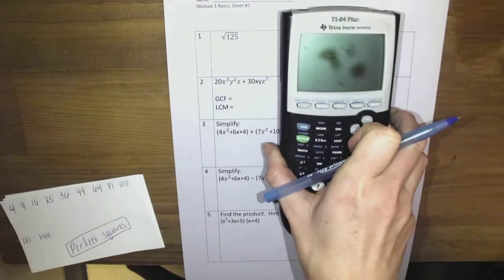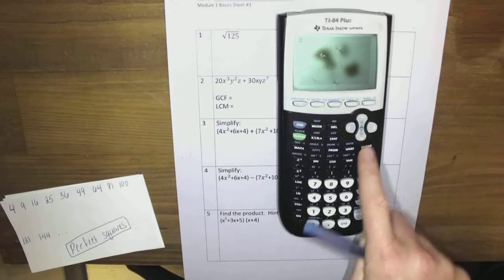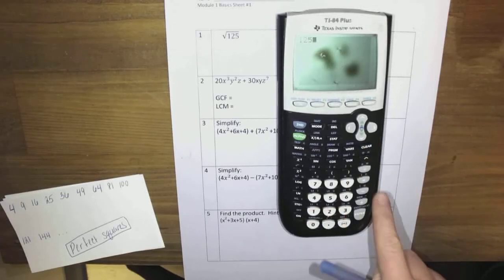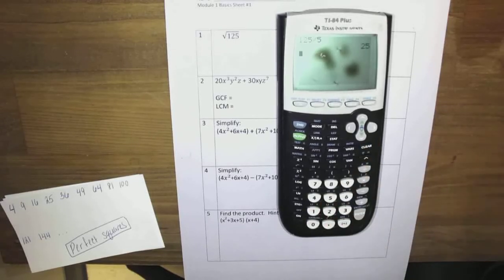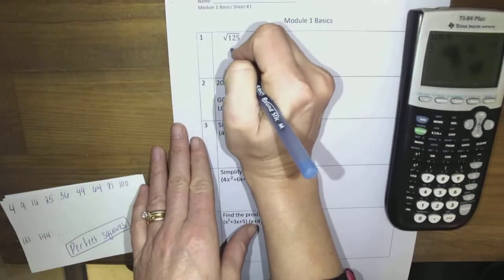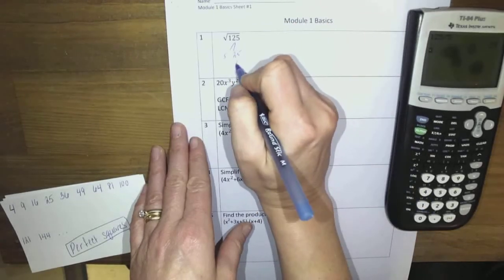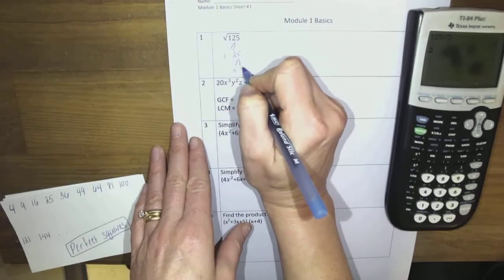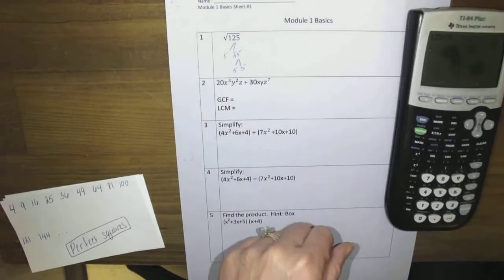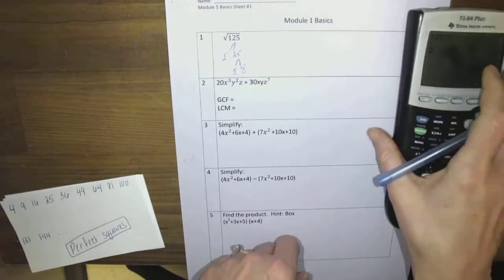Now, since it ends in a 5, I know 5 will go into it. So I'm going to take 125 and divide it by 5 on my calculator, and I see it goes in 25 times. So 5 and 25. Well, 25 I can break up into 5 times 5. So now I look at my ends, and I have 3 5s.